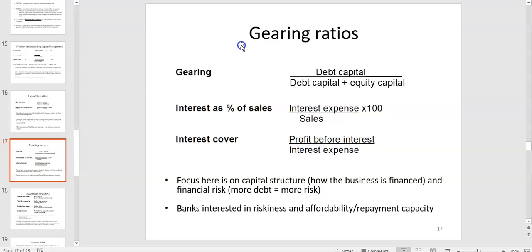The more debt you have, the higher the gearing ratio and the higher the financial risk in a company. So what we look at here to calculate gearing is what percentage of debt is in the capital structure. So it's debt over debt plus equity. Now we only look at long-term debt here. We do not include the overdraft, as we see that as a short-term source of finance. There can be different variations of it, but generally we look at long-term debt and equity capital.